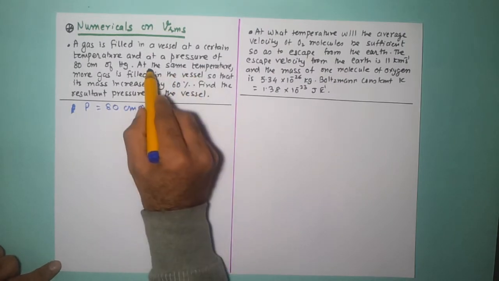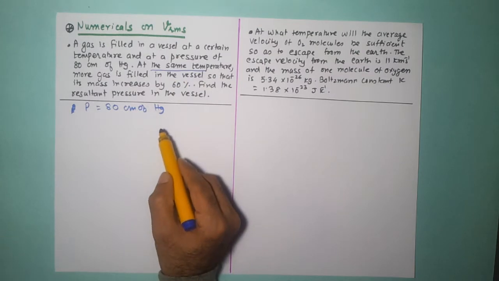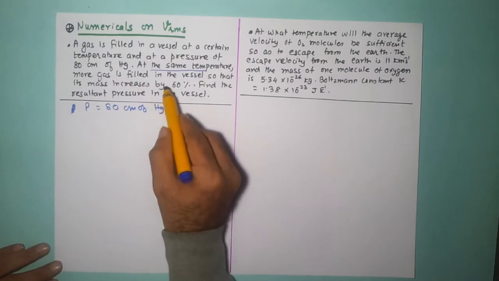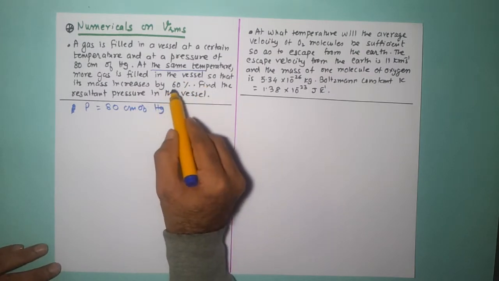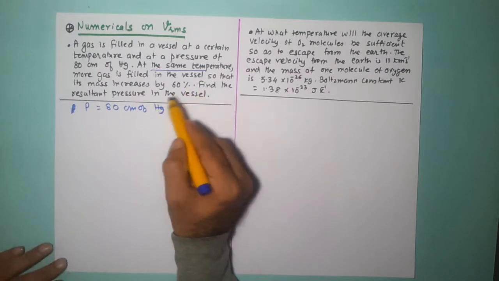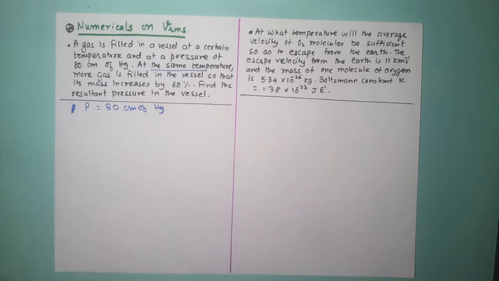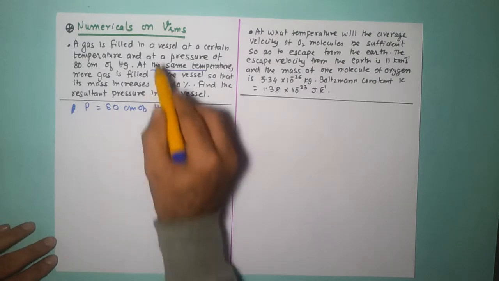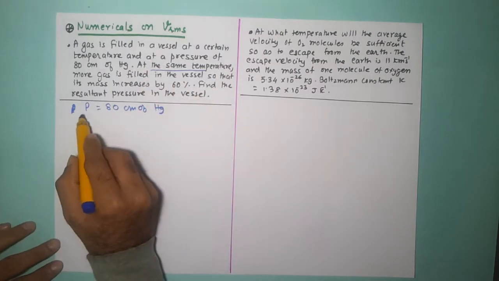At the same temperature, given that there is no change in temperature, more gas is filled in the vessel so that its mass is increasing by 60%. Find the resultant pressure in the vessel. So pressure is increasing because more mass is being filled in the same volume of the gas, because the vessel is not changing. So two things are not changing.